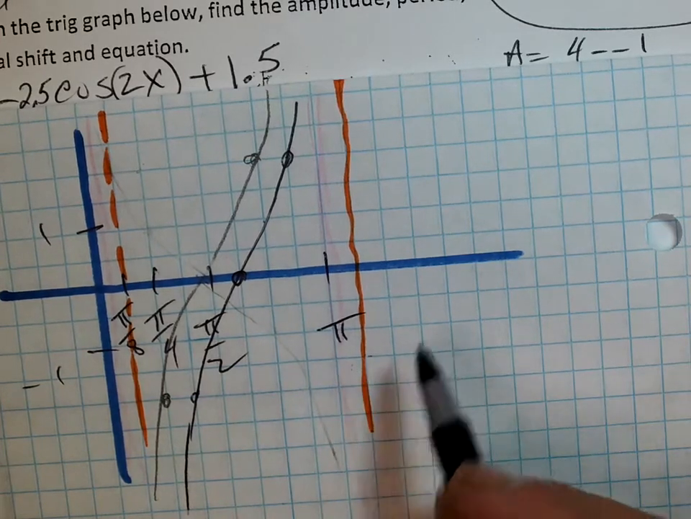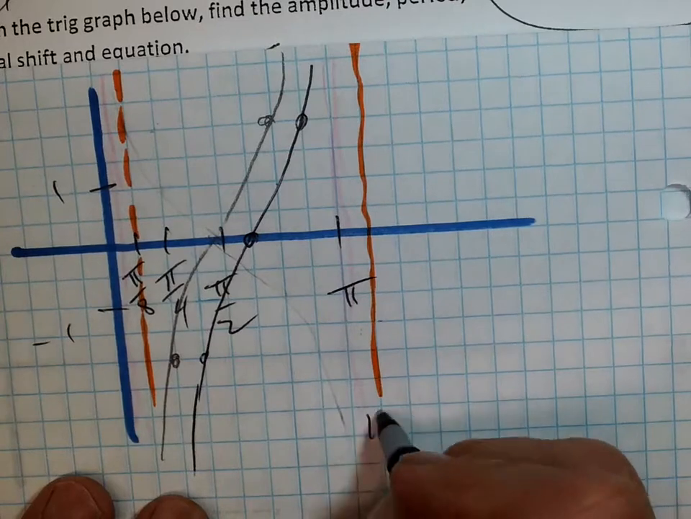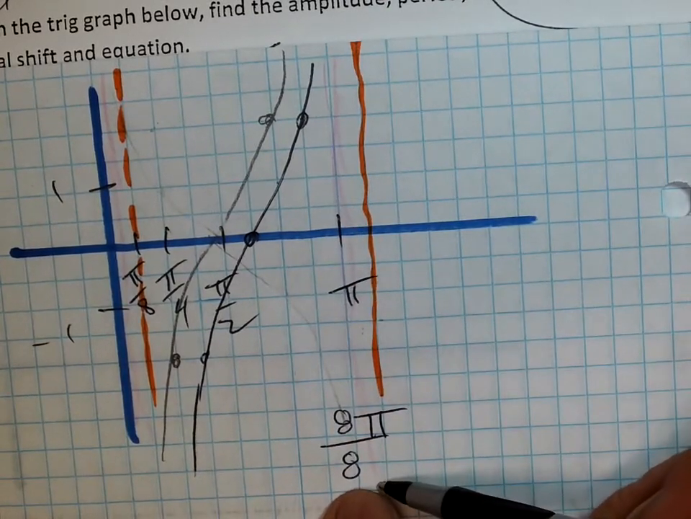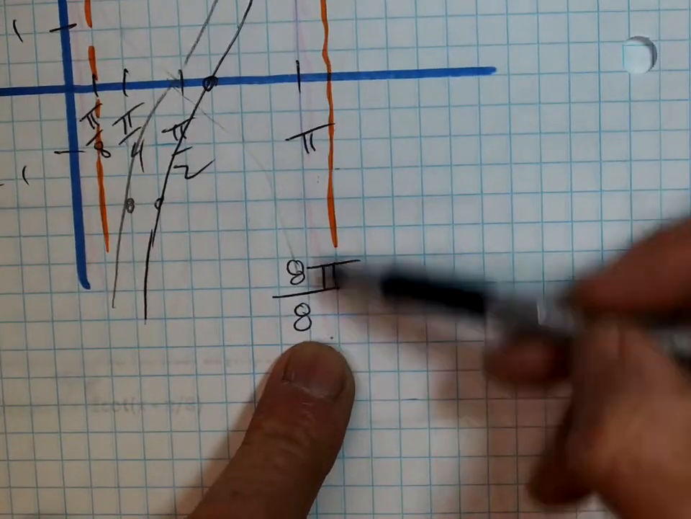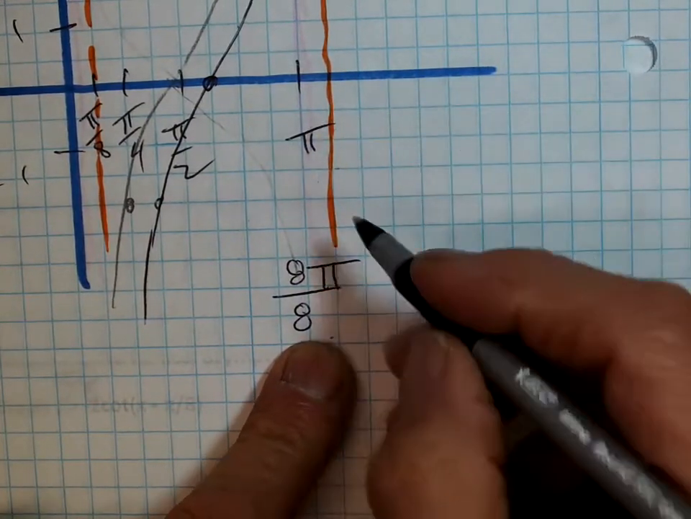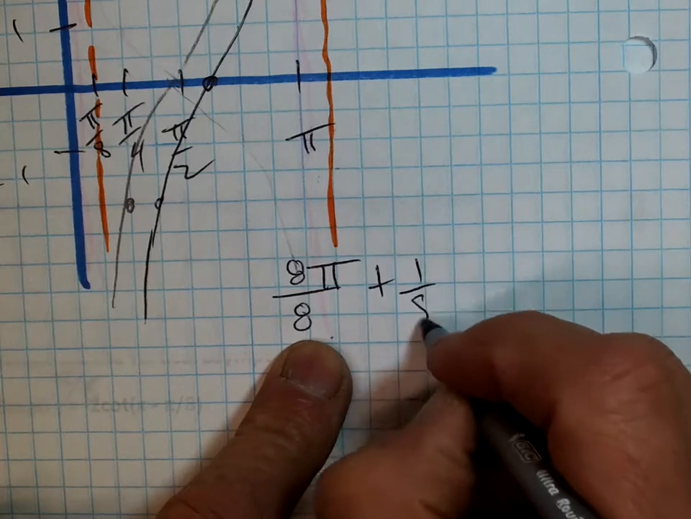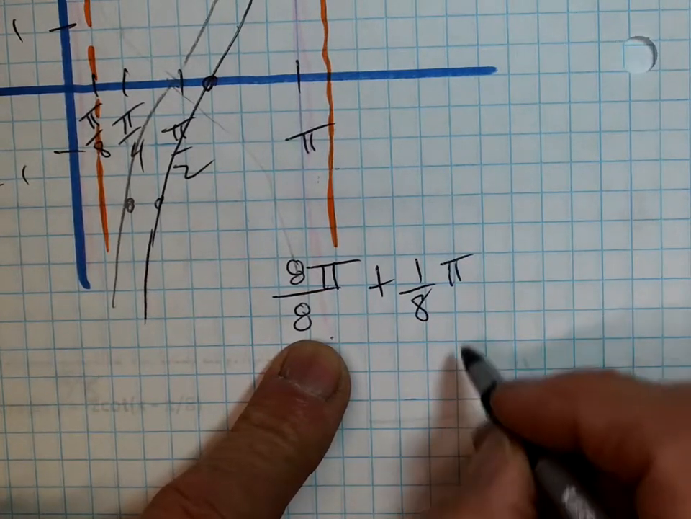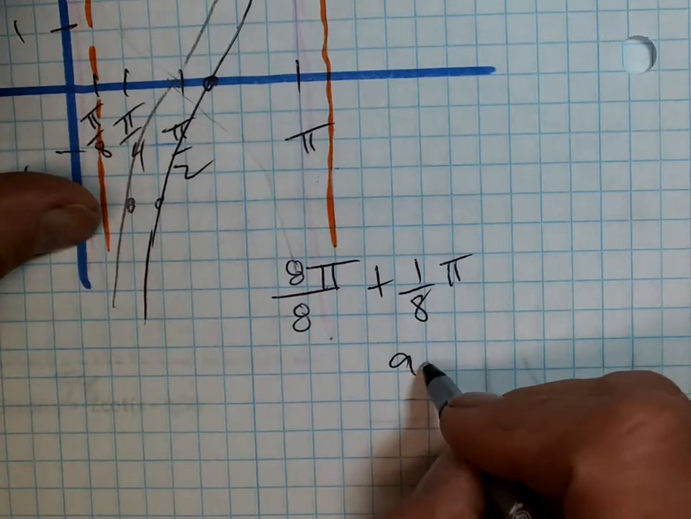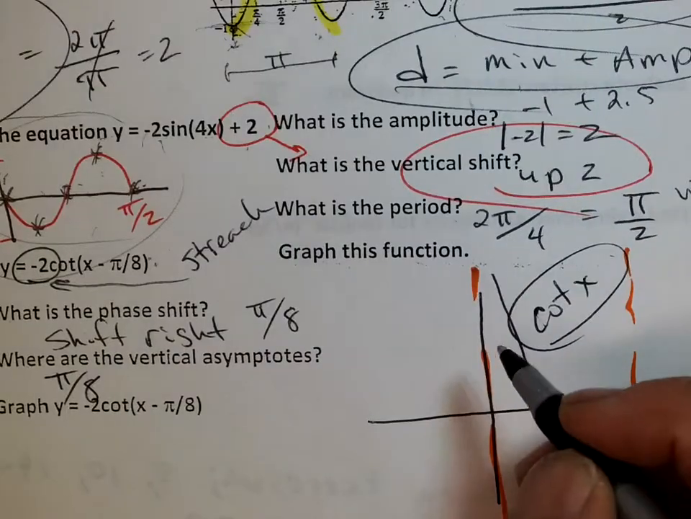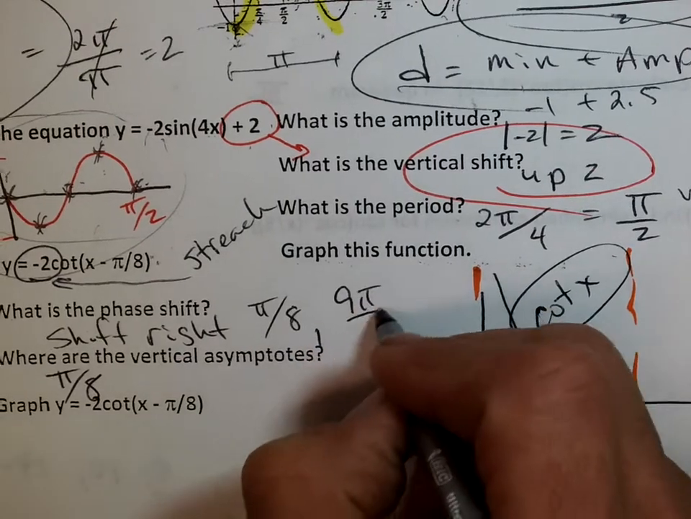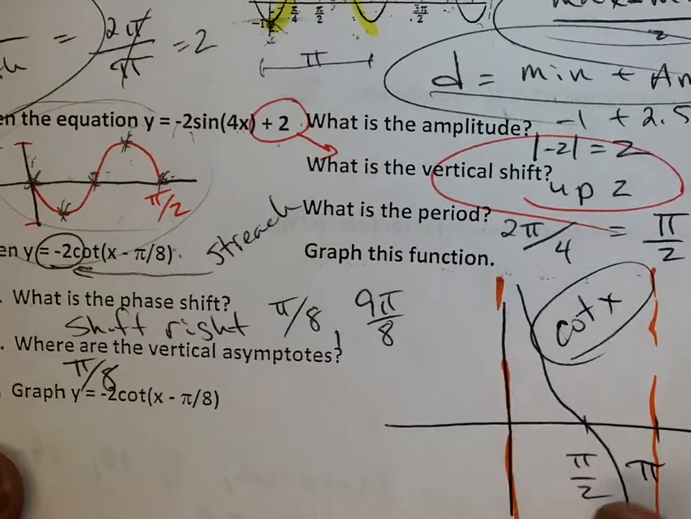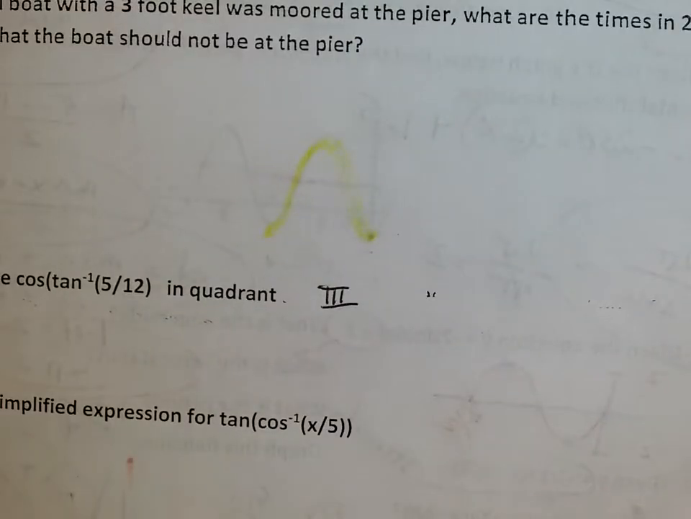Because pi is the same as 8 eighths. You okay with 8 eighths? 8 pi over 8, 8 eighths is pi. You okay with that? And then I add a 1/8 pi, and I get a total of, see how Sky did that in his head? 9 pi over 8. Nice job, Sky. You know your fractions, don't you? Like it. Okay, now let's do the tide problem.